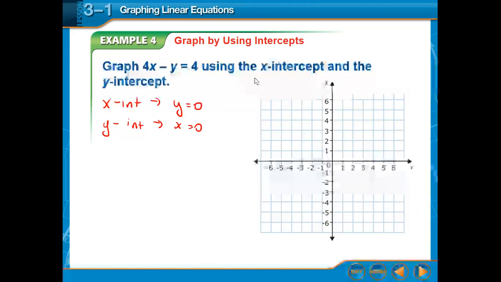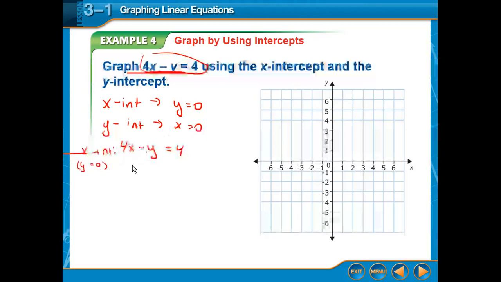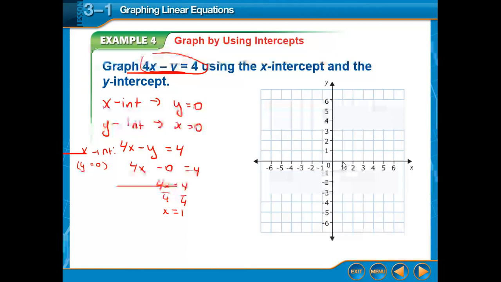So if I want to figure out what my x- and y-intercepts are for this equation, 4x minus y equals 4, to find my x-intercept, I can put in 0 for y. So this is when y is 0. I have 4x minus 0 equals 4, so this is just 4x equals 4. Divide both sides by 4, and I get x equals 1. So that means my x-intercept is 1. That means when it touches the x-axis, it touches at 1.